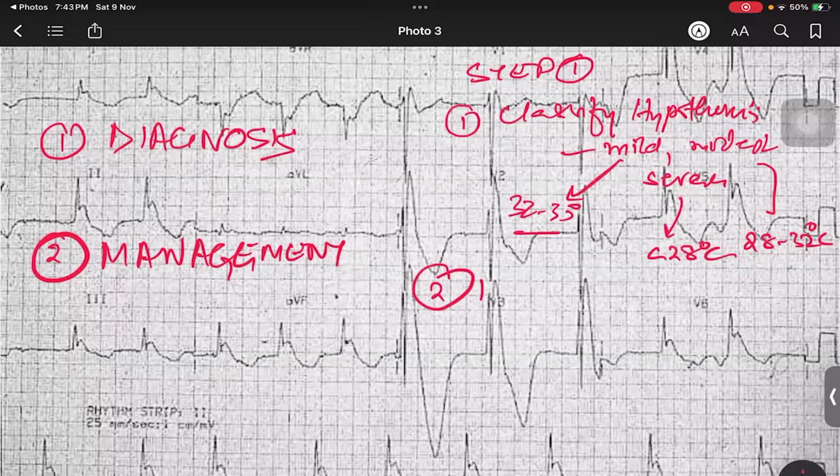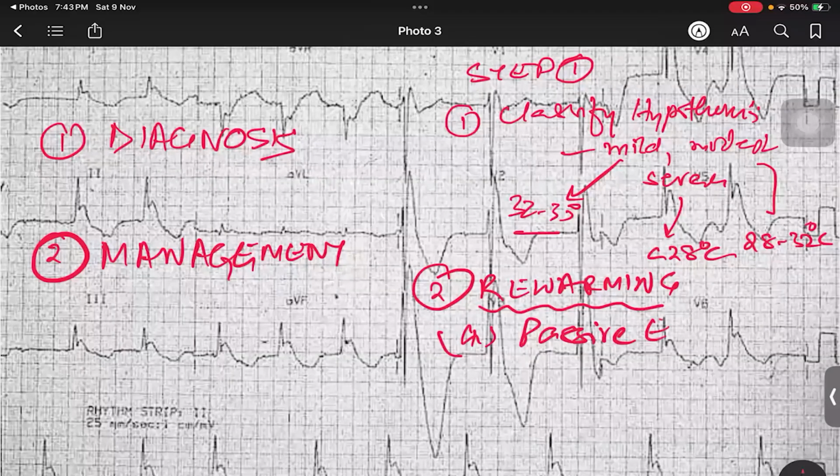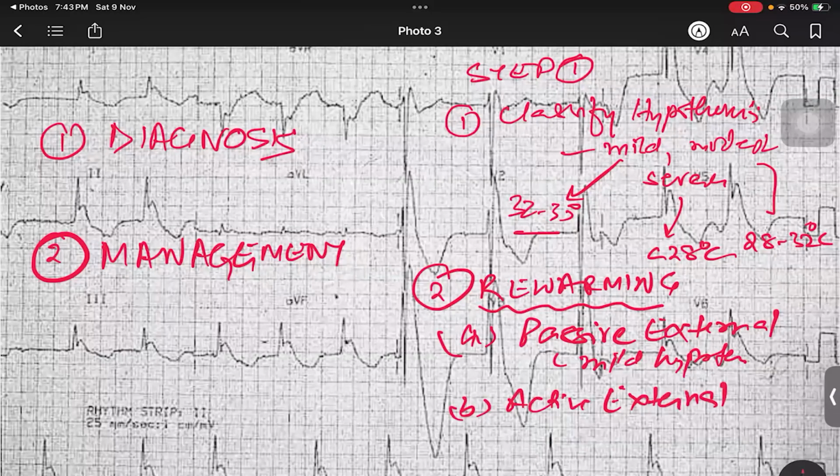Step number 2 is rewarming. Now, the rewarming is where you are required. Number 1, it is passive external rewarming. It has to be gradual and slow. Passive external rewarming is for mild hypothermia. Active external rewarming is done for moderate hypothermia. How? As you said, warming blankets, warm IV fluid, heating pads. Okay.